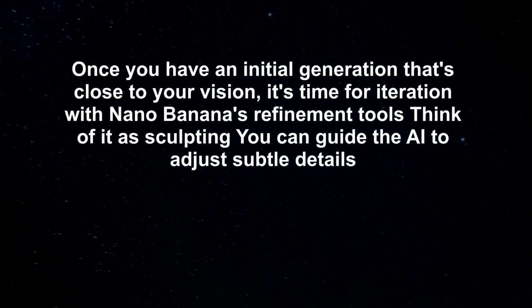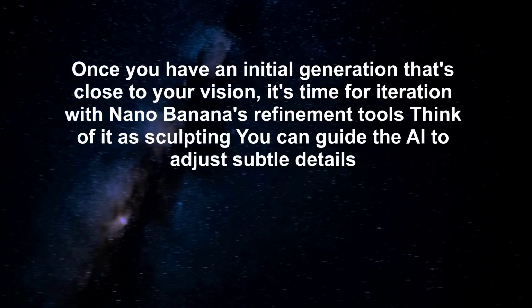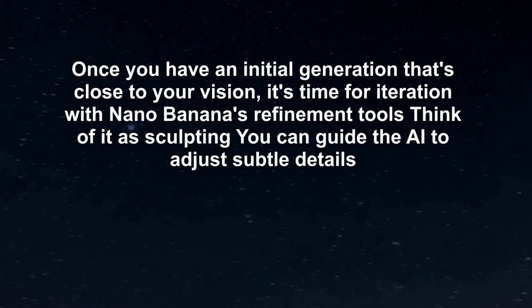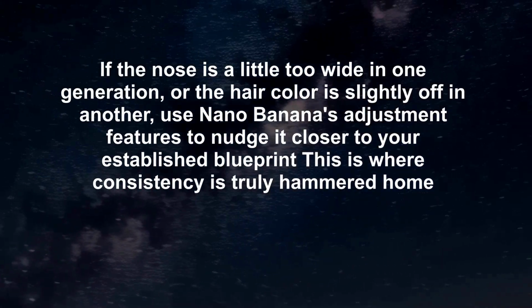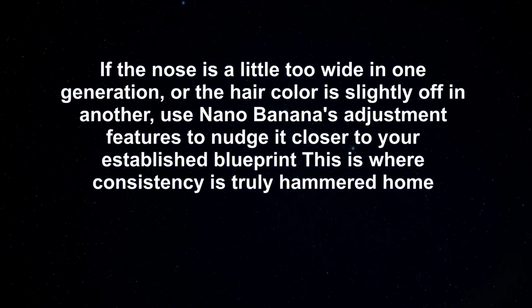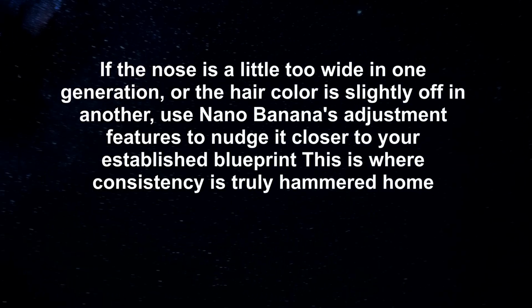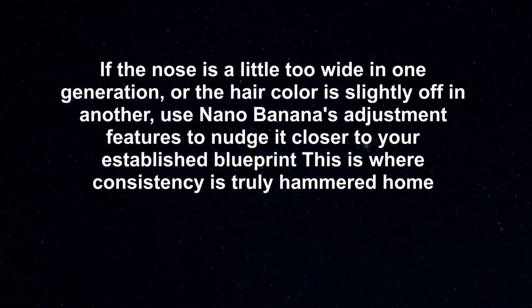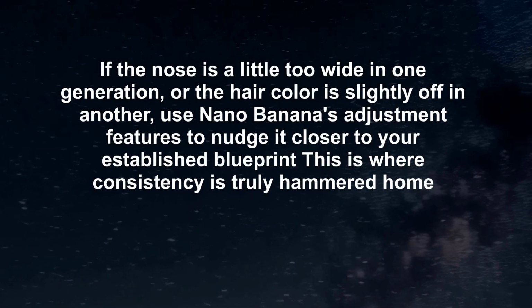Once you have an initial generation that's close to your vision, it's time for iteration with Nano Banana's refinement tools. Think of it as sculpting. You can guide the AI to adjust subtle details. If the nose is a little too wide in one generation, or the hair color is slightly off in another, use Nano Banana's adjustment features to nudge it closer to your established blueprint. This is where consistency is truly hammered home.